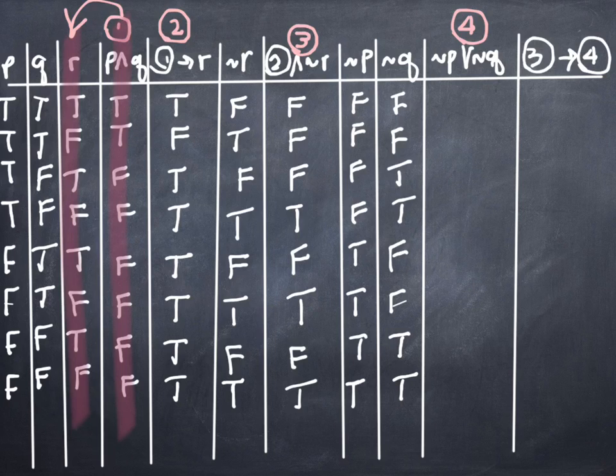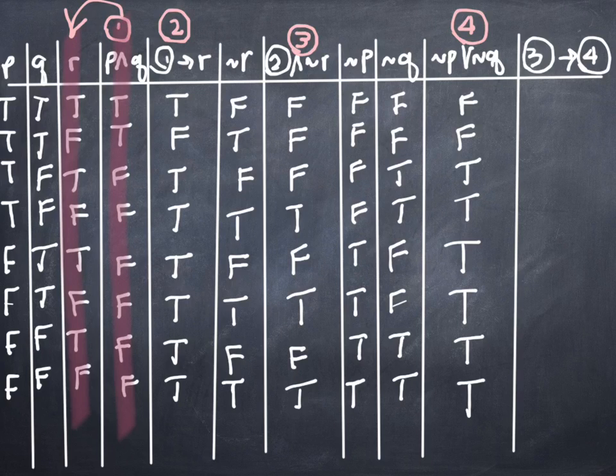So I'm going to look at the last two columns, tilde Q and tilde P, and I'm joining them with or. So the first one says false, false, which is false. And then I have another false, false. False, true. False, true. True. True, false. True, false. True, true. True, true.